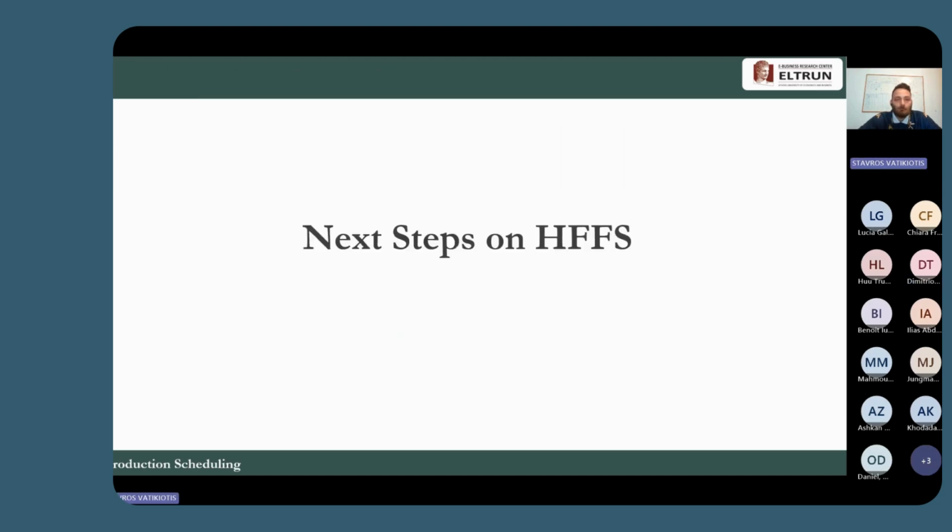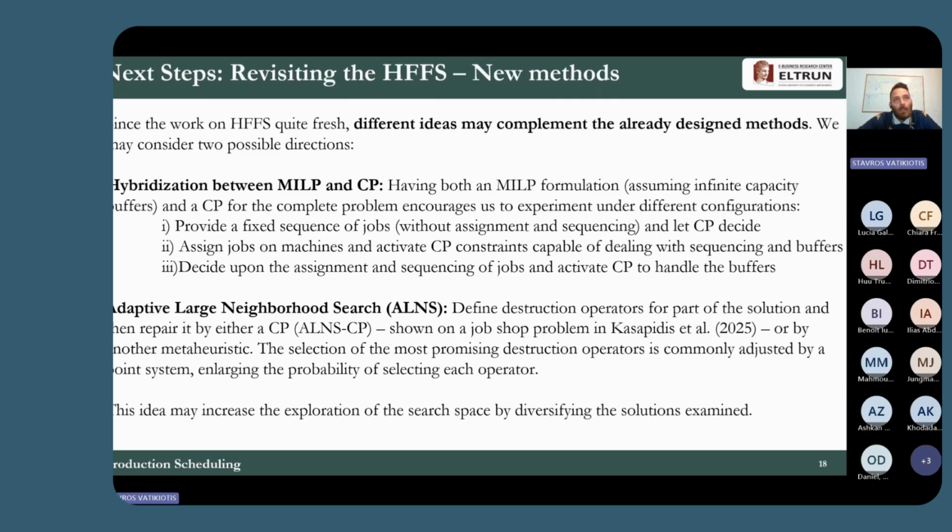So in terms of the next steps, we have two main directions that we are currently working on. The first one is to explore whether hybridizations between the exact methods, the MILP that we already have at hand, and the CP may be used in parallel in order to get better solutions. And there are three different ways to obtain this. The first one is to provide this fixed sequence of jobs that we previously saw, but without assigning and without sequencing, and we would let the constraint programming formulation decide.